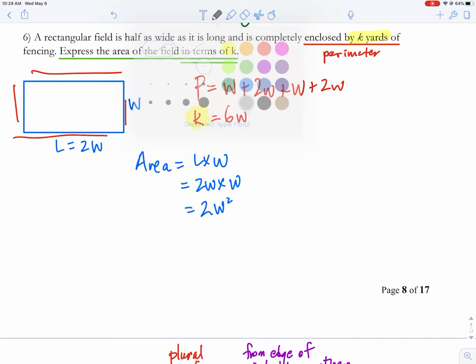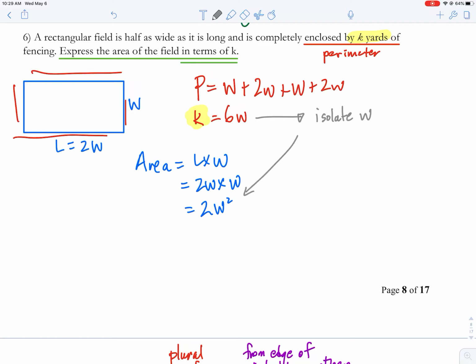So what we're going to do is take our K equals 6W, isolate W, and then sub it into there. So isolate W. I want to get W by itself. It's being times by 6. I divide both sides by 6. So I get K over 6 equals W. That's what I'm going to sub in.